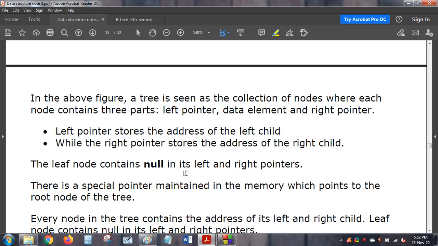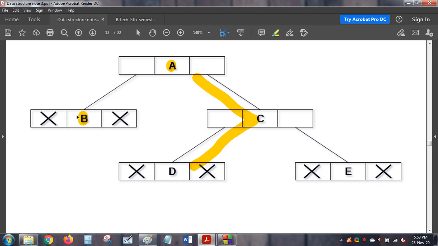A leaf node contains null in its left and right pointers. Obviously, see, it is a leaf. Since it is a leaf, it will have no other value, so I am having null. D is a leaf, so null. C is not a leaf, so it is having the addresses of the next nodes.